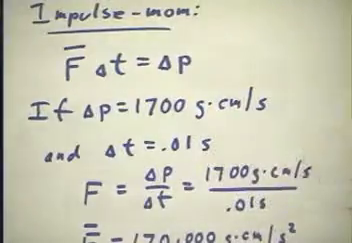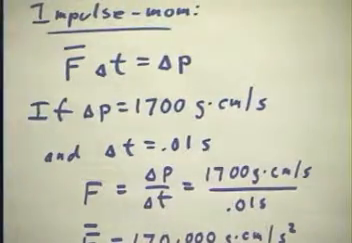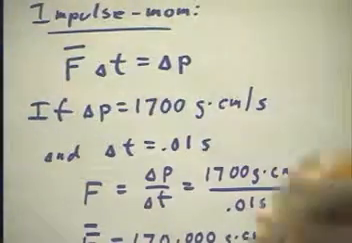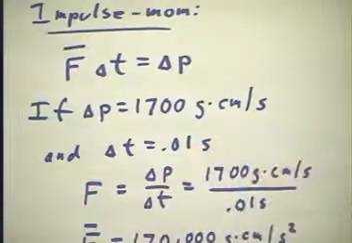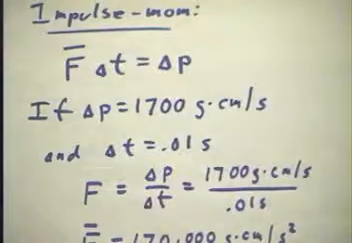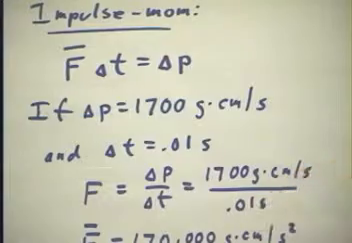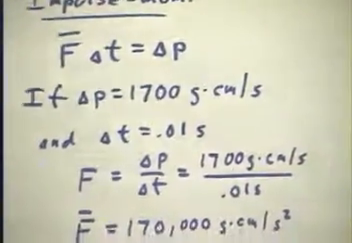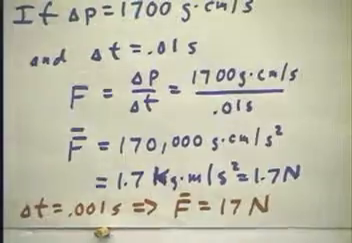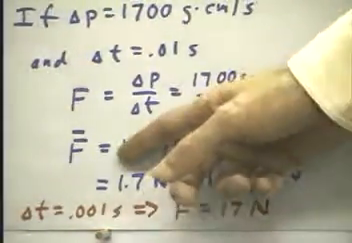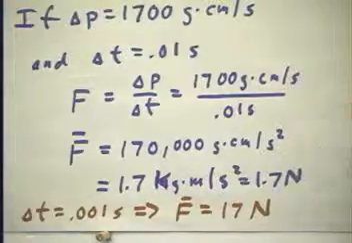Then, if delta T is 1/100th of a second, which is a fairly typical time of collision for objects that are moving at a relatively fast speed, relatively hard objects, then the force is delta P over delta T, and there should be a bar over that force. It should be average force. And that's going to be 1,700 gram-centimeters per second over 0.01 seconds. And of course that divides out to 170,000 gram-centimeters per second squared.